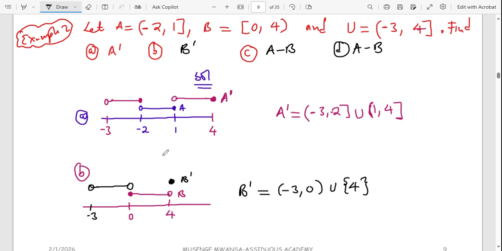So at 0, because the set B, we shaded at 0, we can't shade for B complement. That's why I've not shaded. But at -3, the inverse set itself is not including -3. So that's why I've used an open circle there. Is that okay?